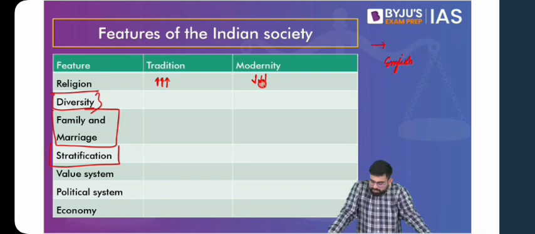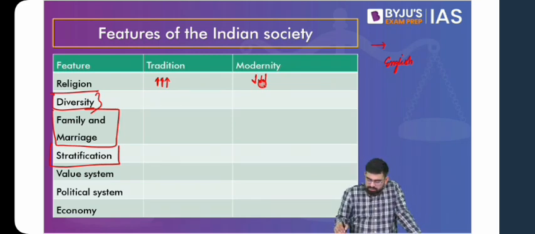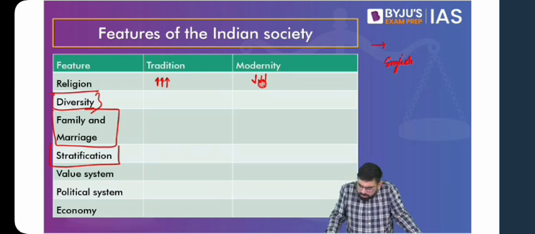Nuclear families, joint to nuclear, good. Other ideas? Divorce, again, it is related to marriage. Okay, let's take the institution of family and marriage together. So divorce is one. Now marriage has become a contractual affair. It is not something that has to be carried on for generations. Then endogamy is declining. Intercaste marriages, okay, great.